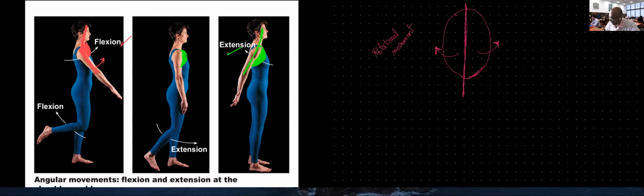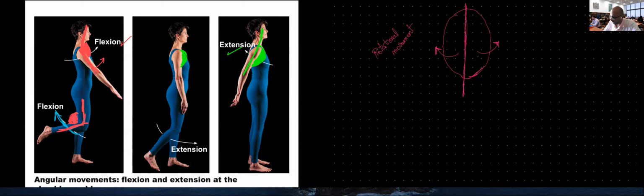Let's check here the knee. The knee is what gets many of you confused. Where is the angle of the joint for the knee? The angle of the joint in the knee is here, posterior. So a backward movement of the leg will do what to the angle of the joint you see on here? This is how the angle of the joint looks like.